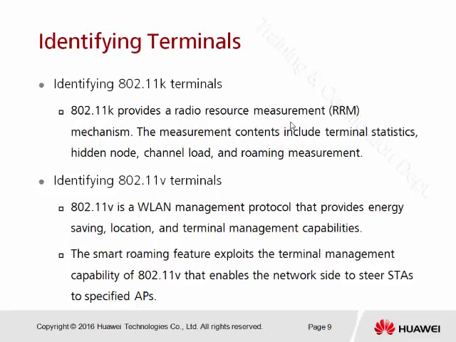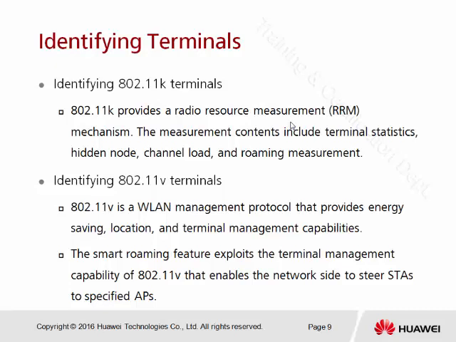So here we identify some of the standards I just mentioned, the 802.11k. The 802.11k provides the radio resource measurement, as I mentioned, the RM. So they are able to measure all the content, including the terminal statistics, the hidden node, the channel load, and also the roaming measurement. So this is what is happening in the standard here.